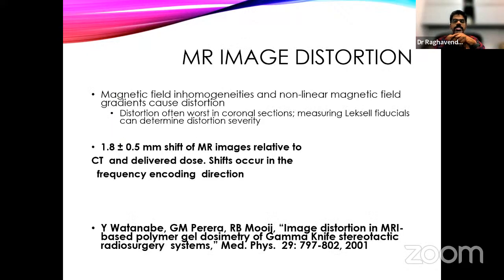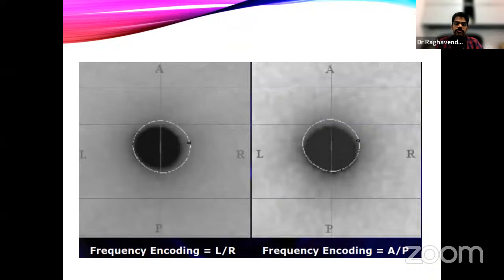As I said, there is the distortion of the MR. Of course, now there are a lot of new machines that apply image distortion correction algorithms, but these corrections are still not very precise or very accurate, because whatever distortion happens, they stretch it, push it or compress it and try to match it with the actual reality. That is the correction that happens, but it may not always be true. So there could be up to 1.8 millimeter of shift of MR images relative to the CT and the delivered dose. The shift is actually towards the frequency encoding direction.